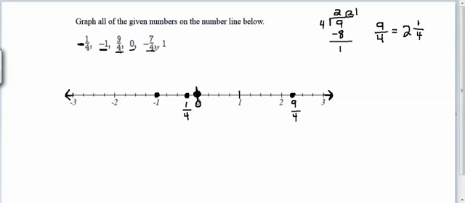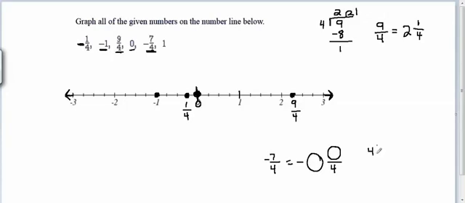We need to graph negative 7/4, and again, I think it's very helpful to convert it to a mixed number. So I can say negative 7/4 is going to be equal to negative some whole number. We don't know the whole number. And then a fraction. We know the denominator of the fraction will be 4, but we need to figure out what the whole number is and what the numerator is.